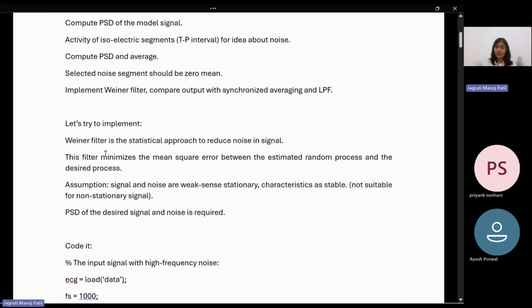We know that the Wiener filter is a statistical approach to reduce the noise in a signal. It also minimizes the mean square error between the estimated random process and the desired process.